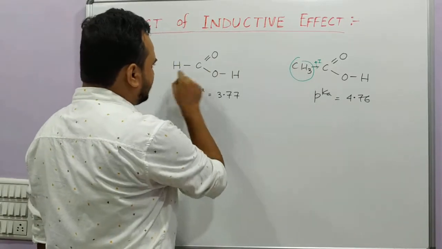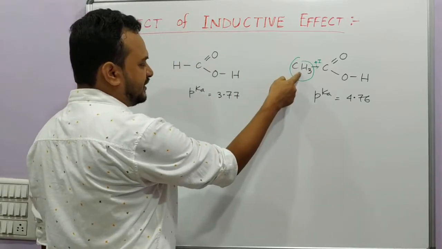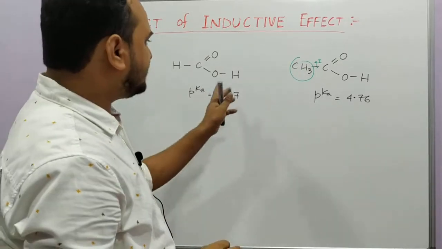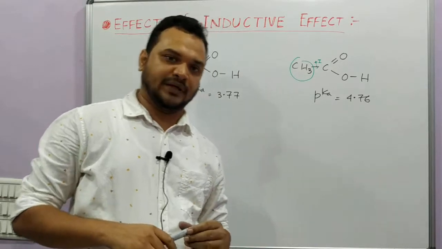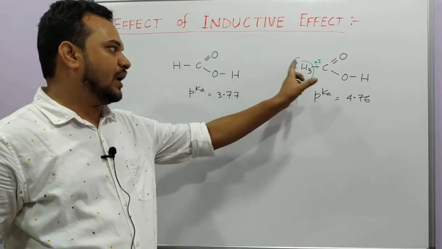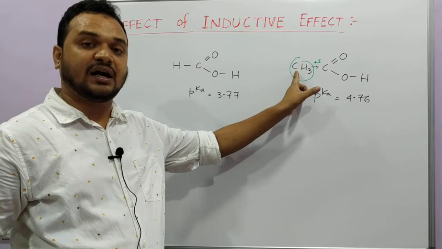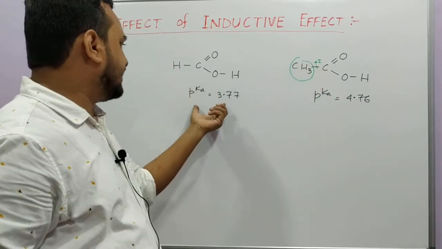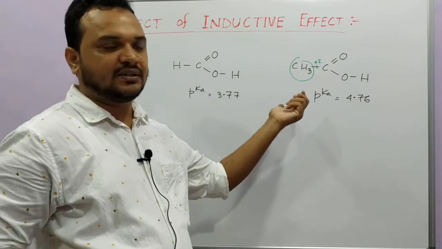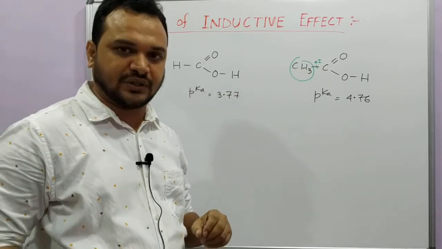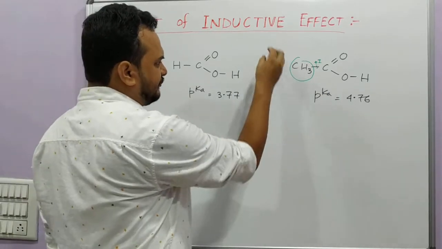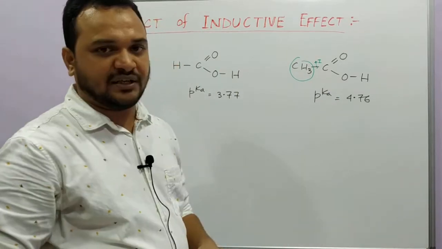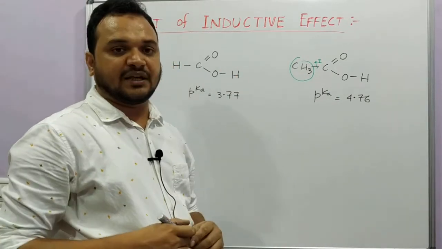So here this H is replaced by methyl. After this methyl, if you introduce some other groups also, then the effect will not be that much prominent. Here it is a very prominent effect for one methyl group, as it is introduced at the alpha position, just attached to the carboxyl carbon. So a significant increase in the pKa value, that is significant decrease in the acidic strength. But after this CH3, if you introduce some more groups which also show plus I effect, the effect will not be that much prominent.